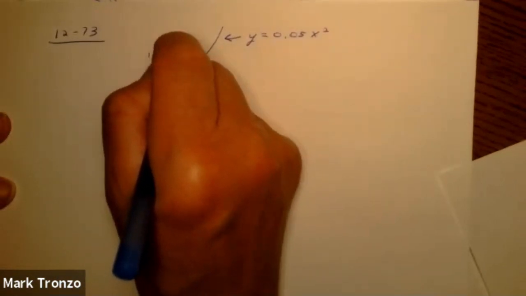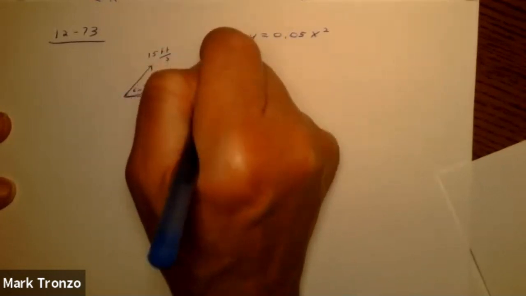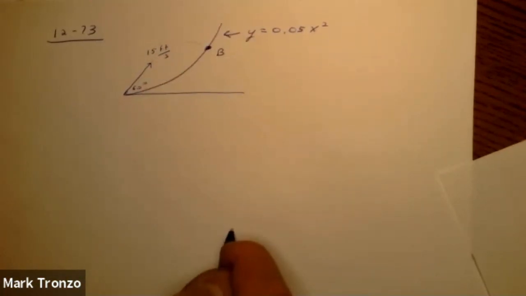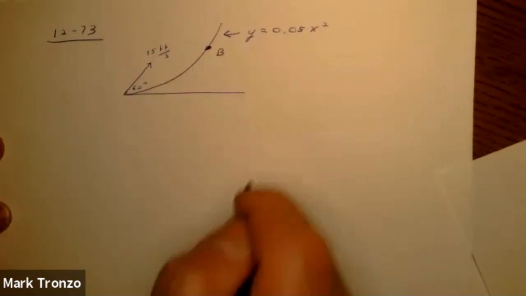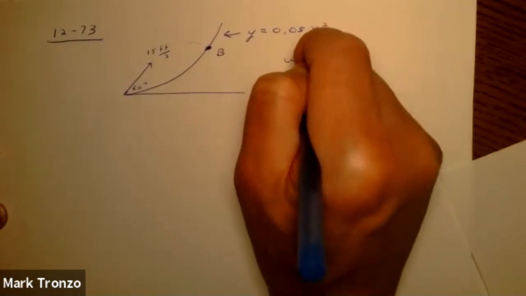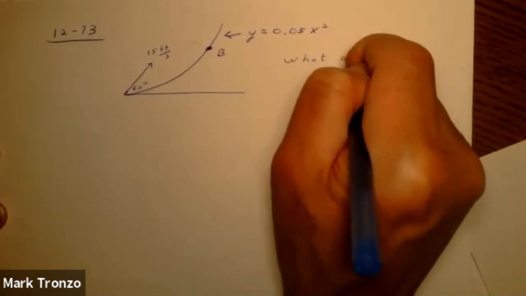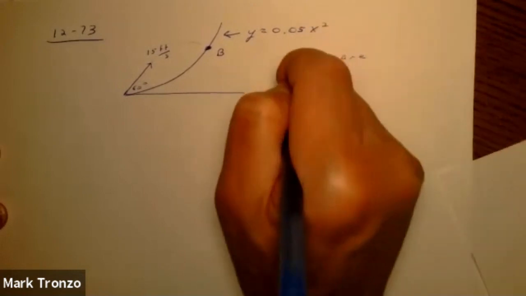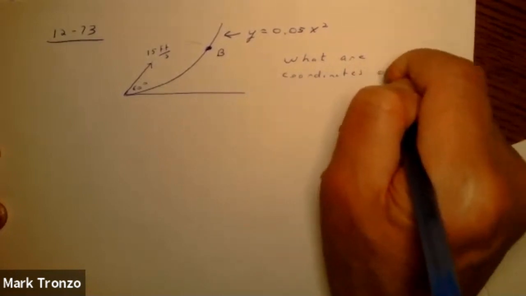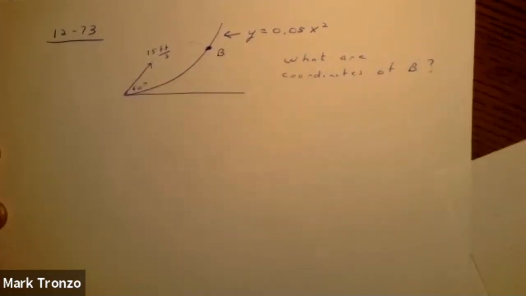And we want to know, say, if the water is being shot out here, where is it going to hit? What is this point B? We want to know what is the point B, or what are the coordinates, maybe, huh? What are the coordinates of B?